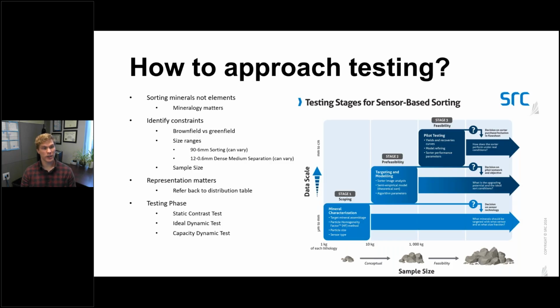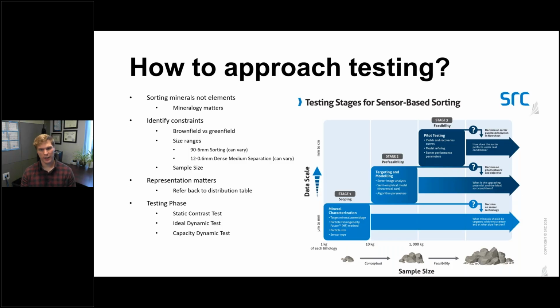And then, of course, size ranges. These are just rough. They vary depending on the technology, but for sorting, you can do pre-concentration at 90 to 6 millimeters, and then dead speed of separation. Typically in these applications, you see a lot of 12 to 0.6 millimeters, some kind of size range in there, though there are coarser applications for certain ore types.